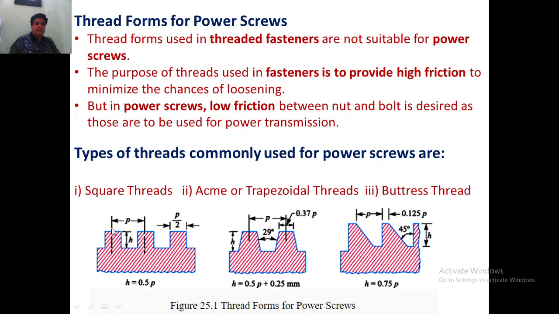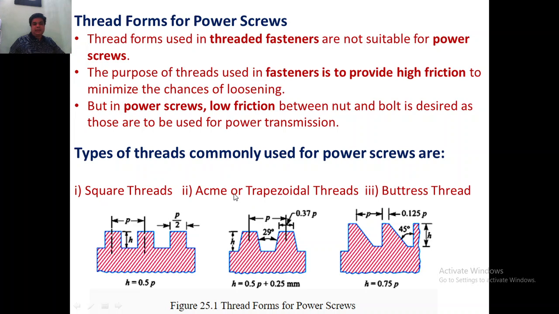Pitch is nothing but the distance when you take a point on one thread and the corresponding point on the next thread. In the case of the square thread, the depth or height of the thread from the root will usually be half of the pitch. So if this is the pitch, the height of this thread from the root will be h, half of that. So that is one form, the square thread.